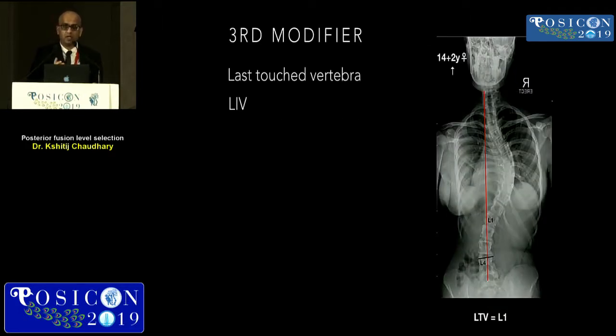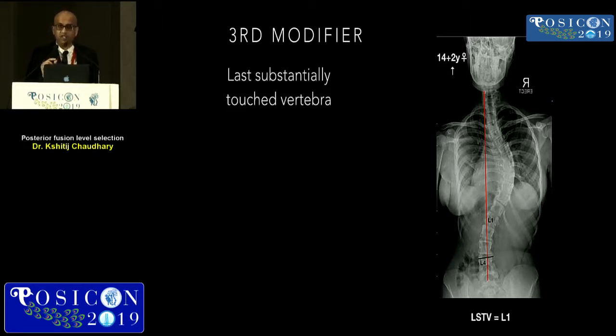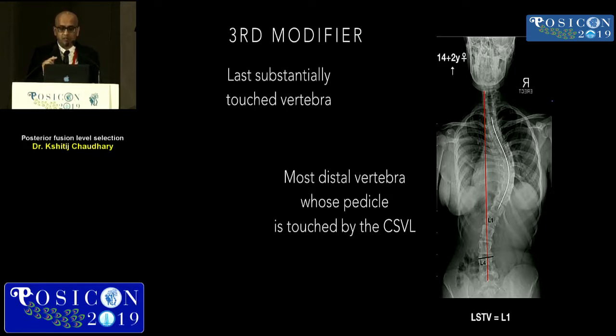So Dr. Lenke has added another modifier to his classification, which he calls the last touch vertebra, which can be helpful to identify the last instrumented level. This is defined as the most distal vertebra that is touched by the central sacral vertical line. A slight modification to this is the last substantially touched vertebra, and I find this more useful. This is the most distal vertebra whose pedicle is touched by the central sacral vertical line.